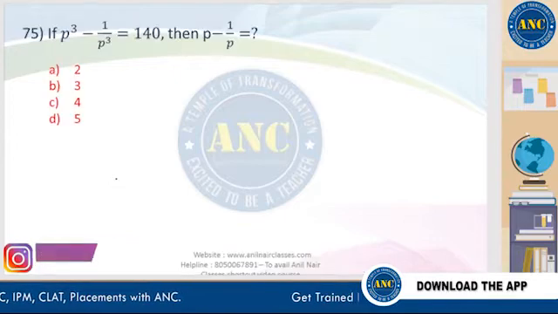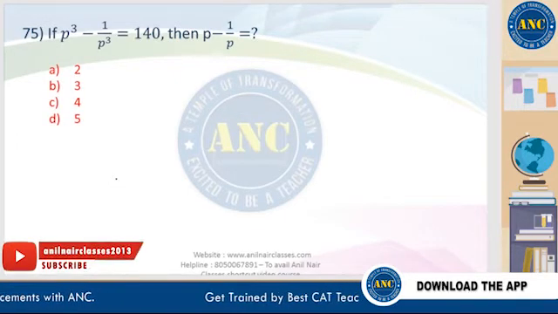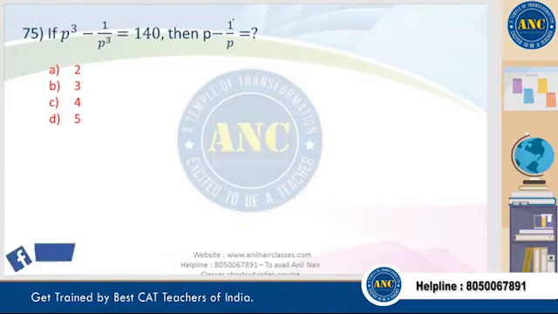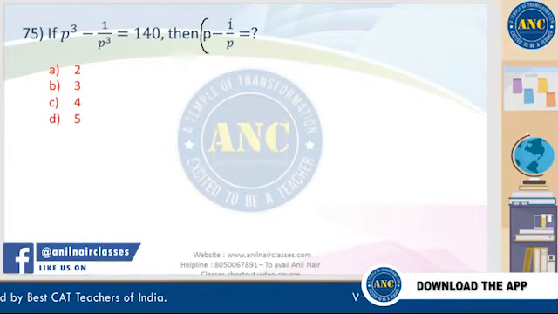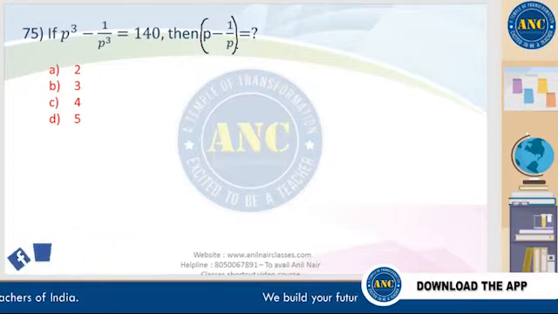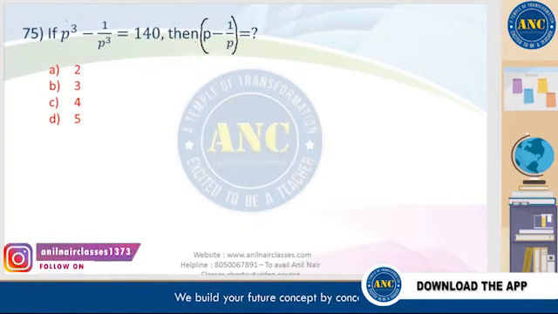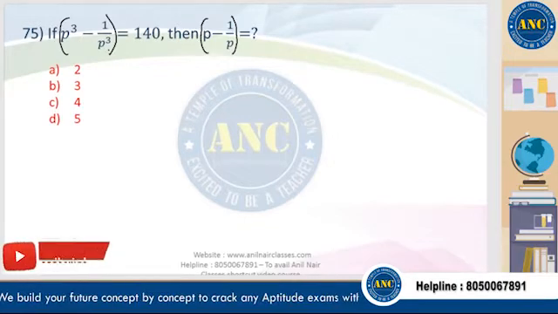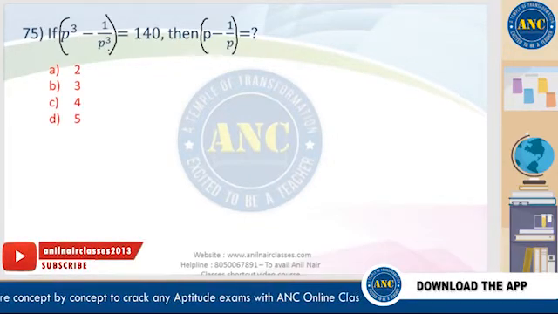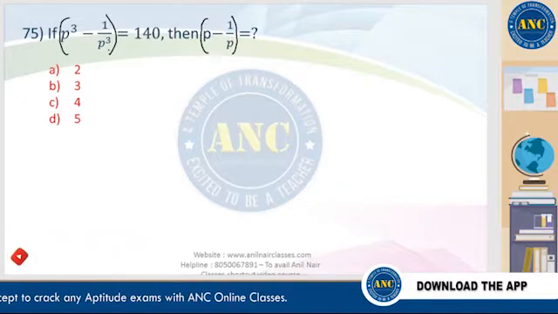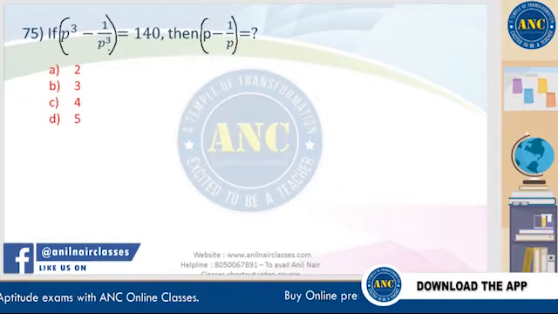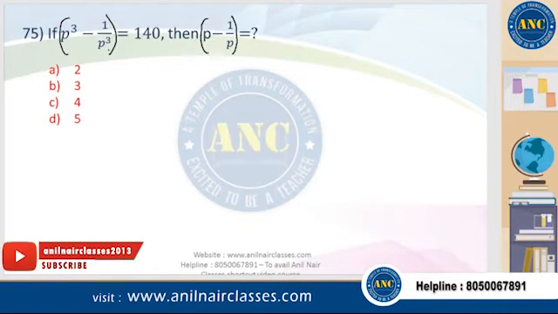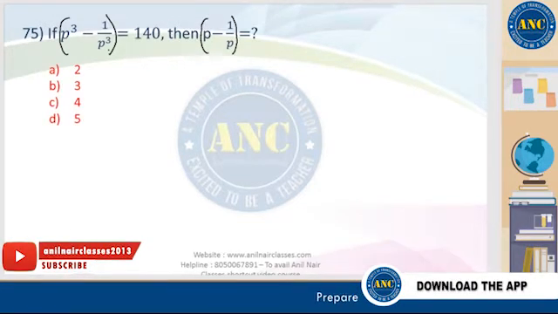Next, question number 75. Now see here, sir. In all our previous questions, what we were given is the value of p minus 1 by p as some constant, and we were finding the p cube minus 1 by p cube value. Now this is the reverse question. In this question, the p cube minus 1 by p cube value is given and we are interested in finding the p minus 1 by p value. This is exactly the reverse of what we have solved in the previous cases.